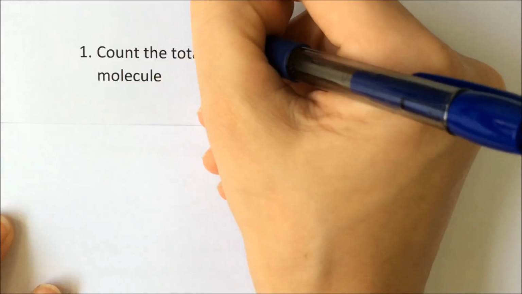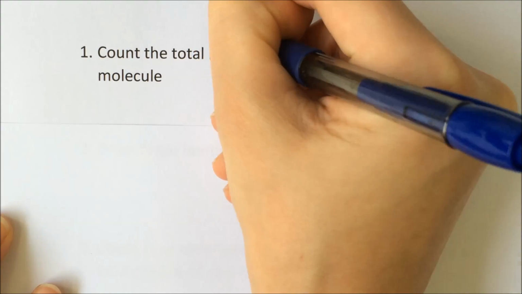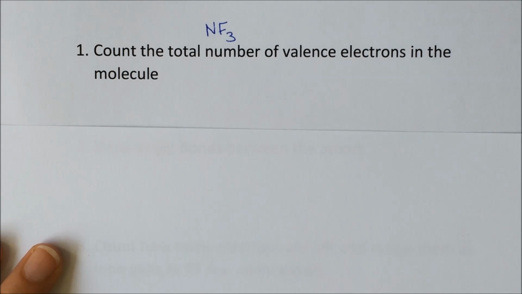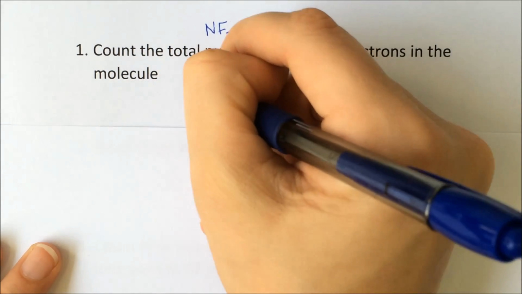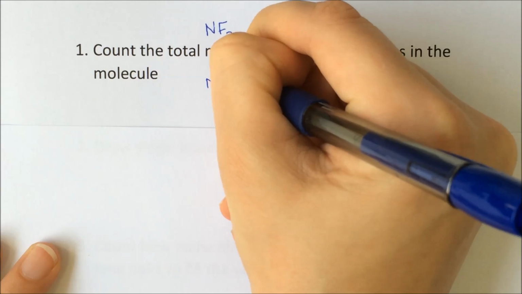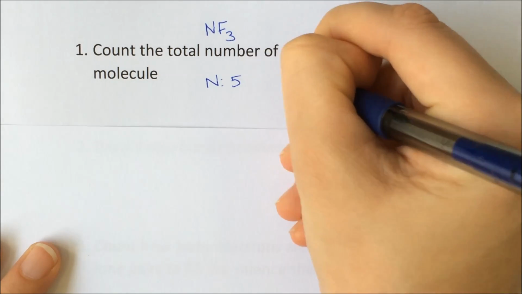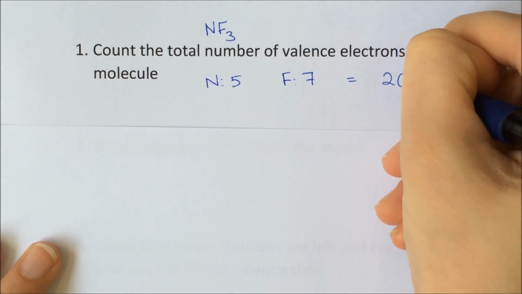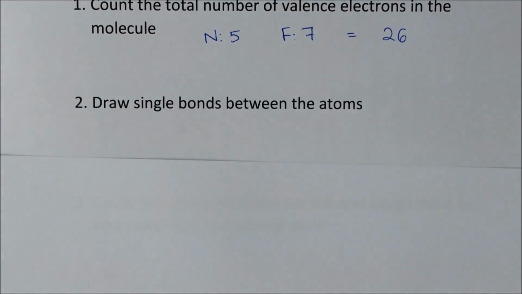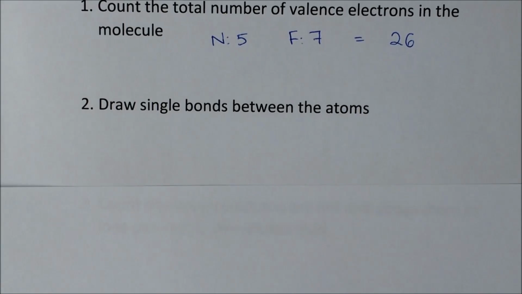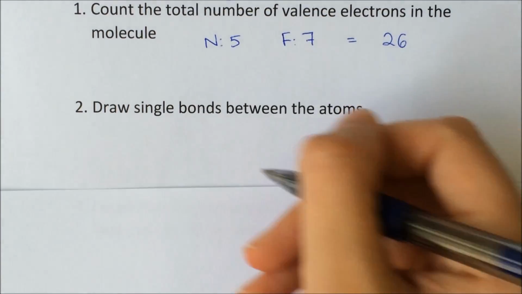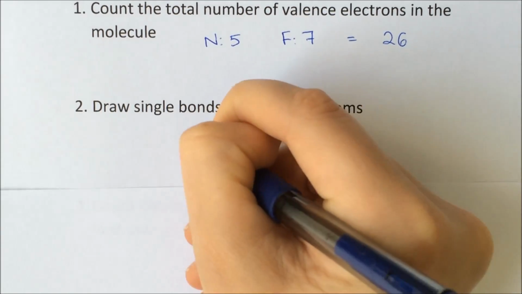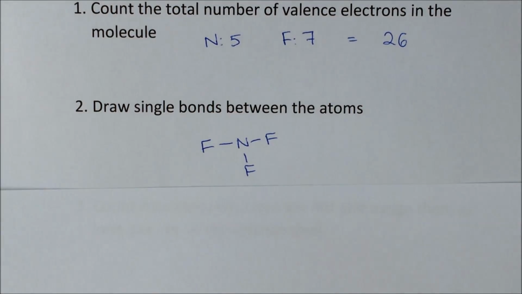The next example that we're going to look at is NF3. And again, we'll go through the steps in order. First, we need to count the total number of valence electrons. We have 5 valence electrons in nitrogen and 7 valence electrons for fluorine. That gives us a total of 26. Next, we need to draw single bonds between the atoms. So here nitrogen will be the central atom and it will be connected to all 3 fluorines.